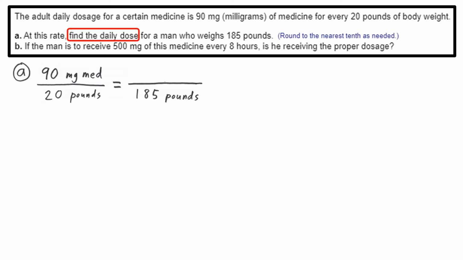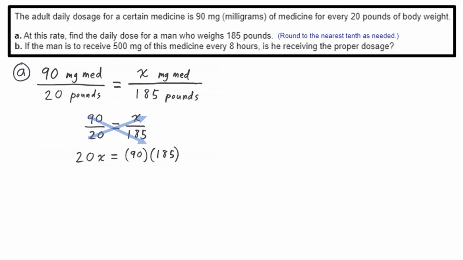The question asks us to find the daily dose. Since we don't know it, we'll call it X. And since the dosage is measured in milligrams, we'll call it X milligrams. Now, since our proportion is set up, we check the units and they're consistent, so we can rewrite our proportion without the units. We're ready to cross multiply. I like to find the one that involves X, and so that diagonal is the 20 times X, which gives us 20X. And the other diagonal is 90 times 185.